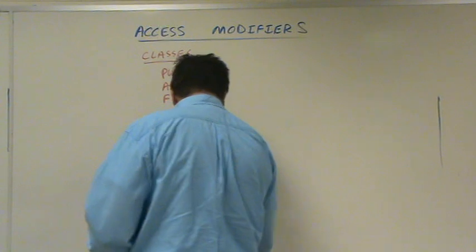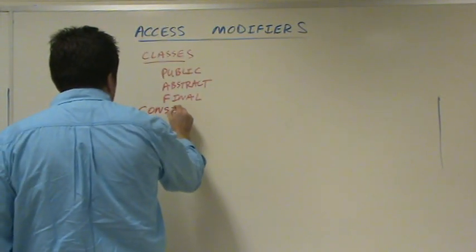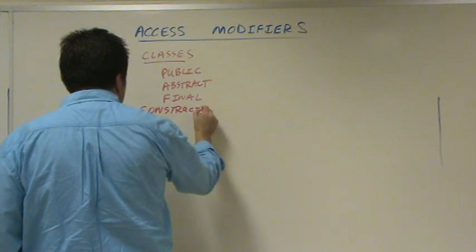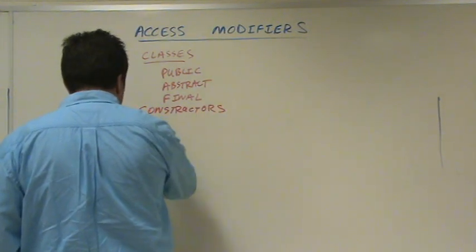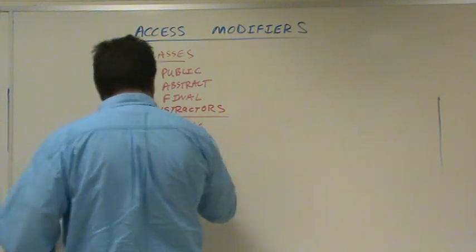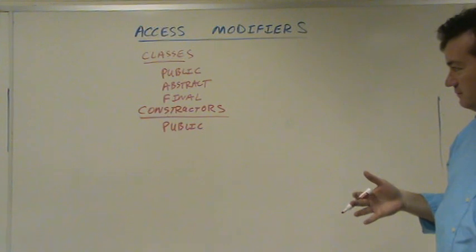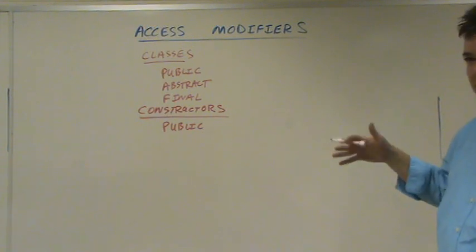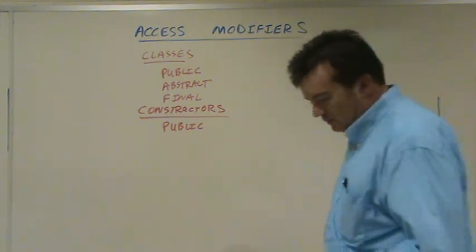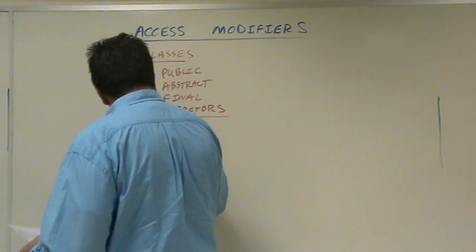Okay, now constructors. Constructors can be public. And if you remember, we said you don't even have to say that because it was understood to be public. But we could make a constructor private.